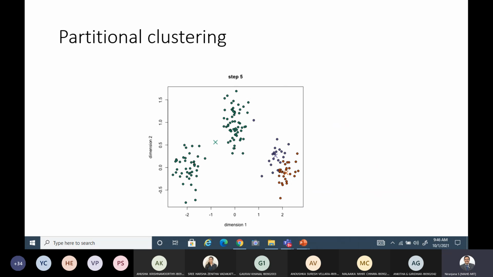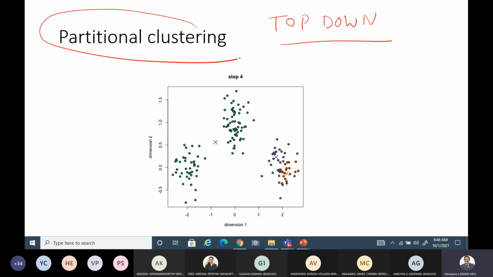Okay, let us go with one more set of algorithms. I just introduce that, then we'll discuss in the next class. There is another group of algorithms. They are said to be top-down approach. These top-down algorithms are referred to as partition clustering approaches.